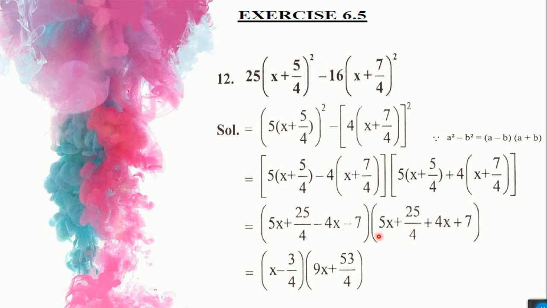And same is here. Adding the like terms, 5x plus 4x, it is 9x, and 25/4 plus 7, addition of fractions, we will add them by using the LCM method, and we will get 53/4. So these are the factors of this given algebraic expression.